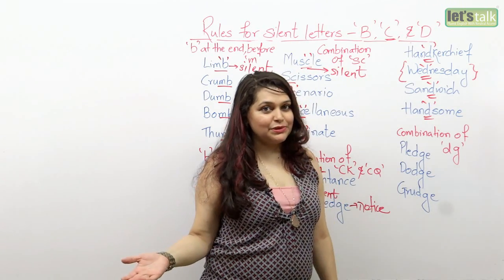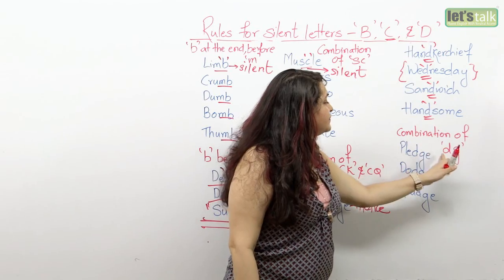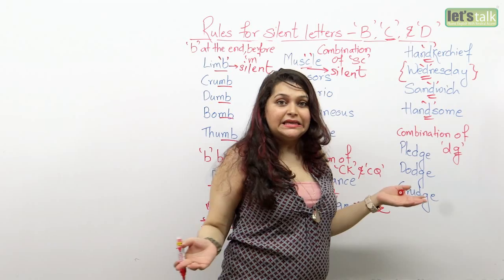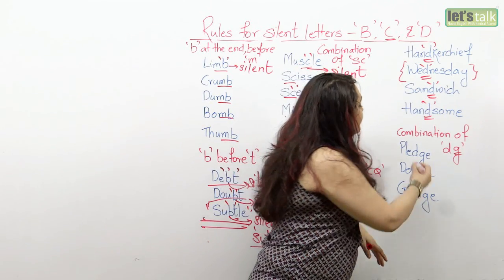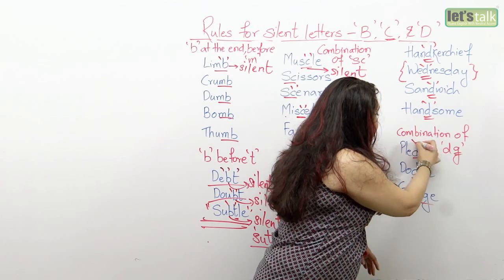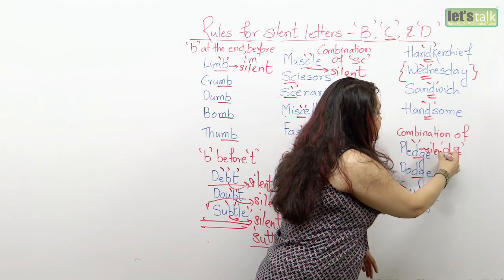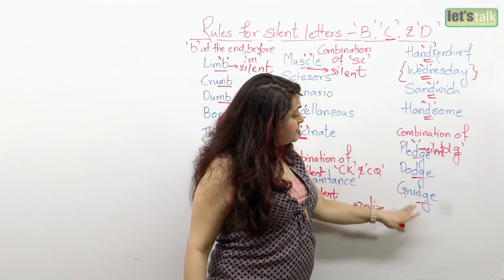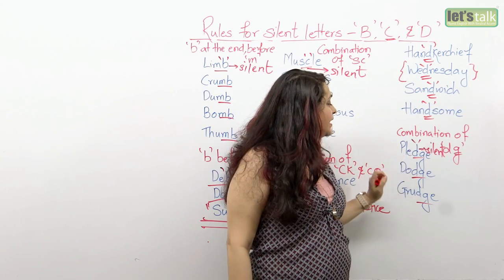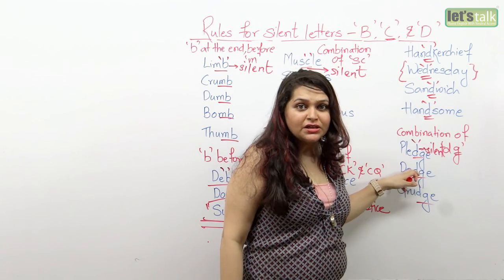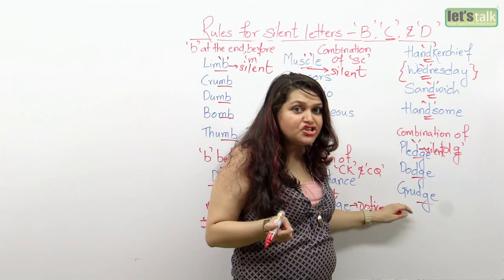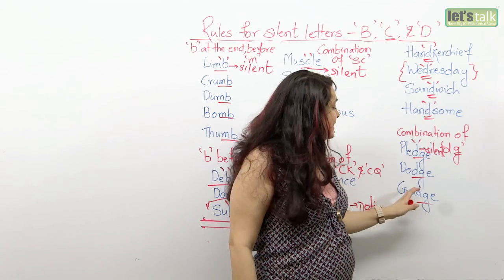Now this is a very simple rule. If it's a combination of DG in such a way that G comes after D, then D is silent. So look at these words. There's a DG here, here and here. And because D comes before G, D is silent in all these cases. So the way you'll say these words is, it'll not be pledge, it'll be pledge because D is silent. It will not be dodge, it'll be dodge because D is silent. It will not be grudge, it'll be grudge because D is silent.